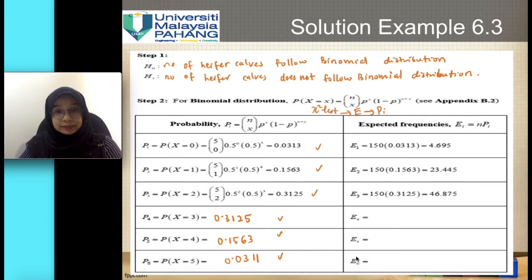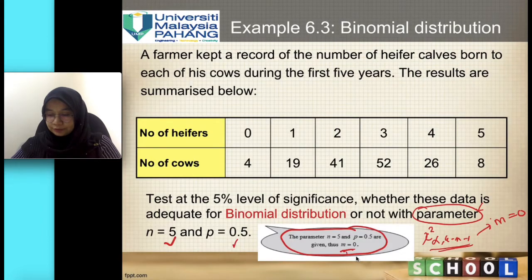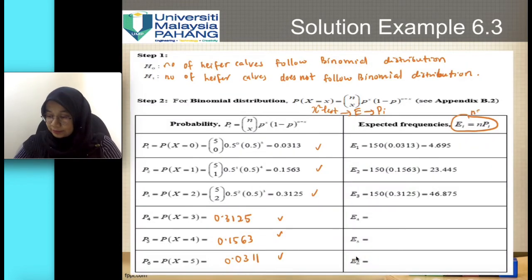Now you have to calculate the E. How to calculate E? E equals N times P_i. So N, how many? What is the sample size, the total frequency? Go back to the table. When you sum up this one, you will get N equals 150. So the total frequency is 150. So N times P, P is 0.0313. You will get 4.695. Next, N times P, P is 0.1563.